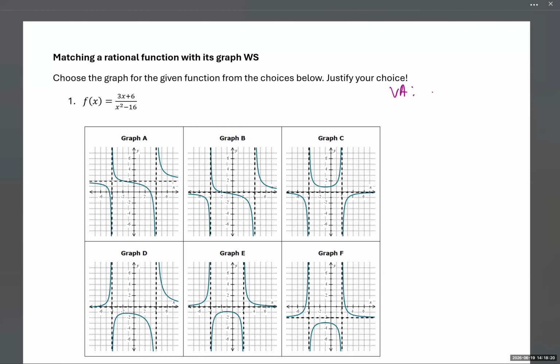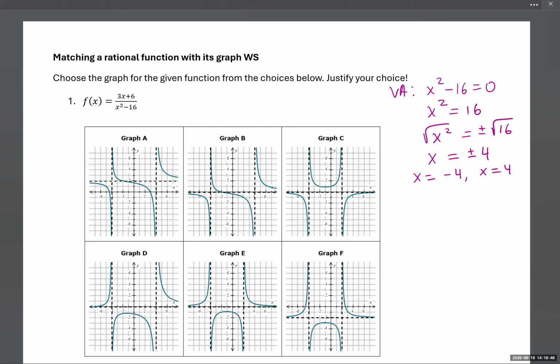Vertical asymptotes happen when the denominator is 0, so just take the denominator and set it equal to 0. Solve for x squared equals 16. Take the square root of both sides. Square root and square cancel each other out. This is x equals plus or minus 4. So there are two vertical asymptotes, one at x equals -4 and one at x equals +4.